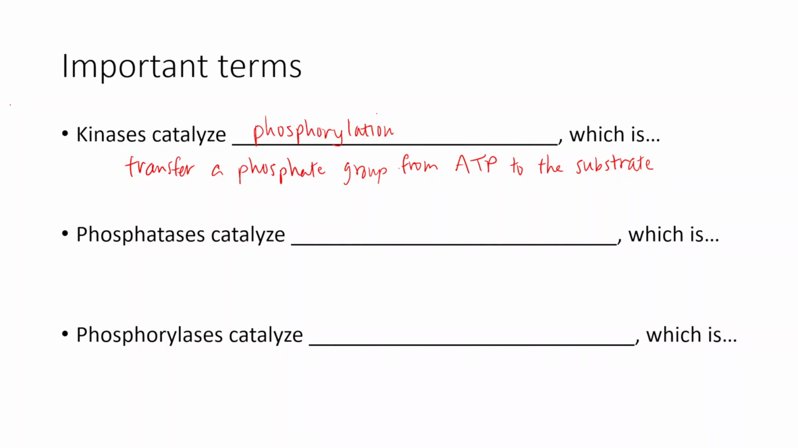So what about phosphatases? What kind of reaction do they catalyze? Dephosphorylation. Not a trick question. And what is dephosphorylation? What does that mean? Do you know what process is removing it? Or what type of reaction it is? Yeah, hydrolysis, exactly.